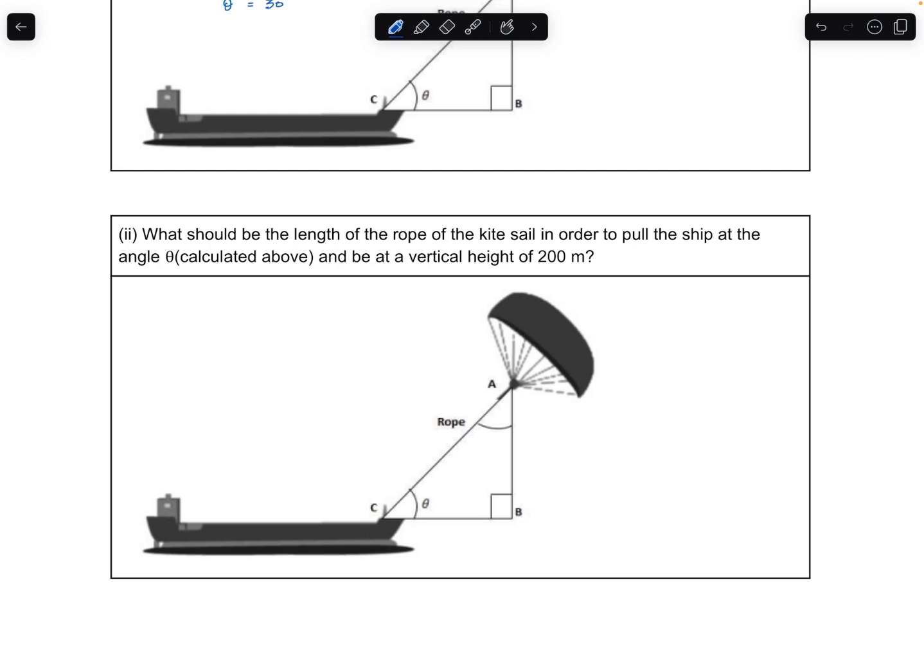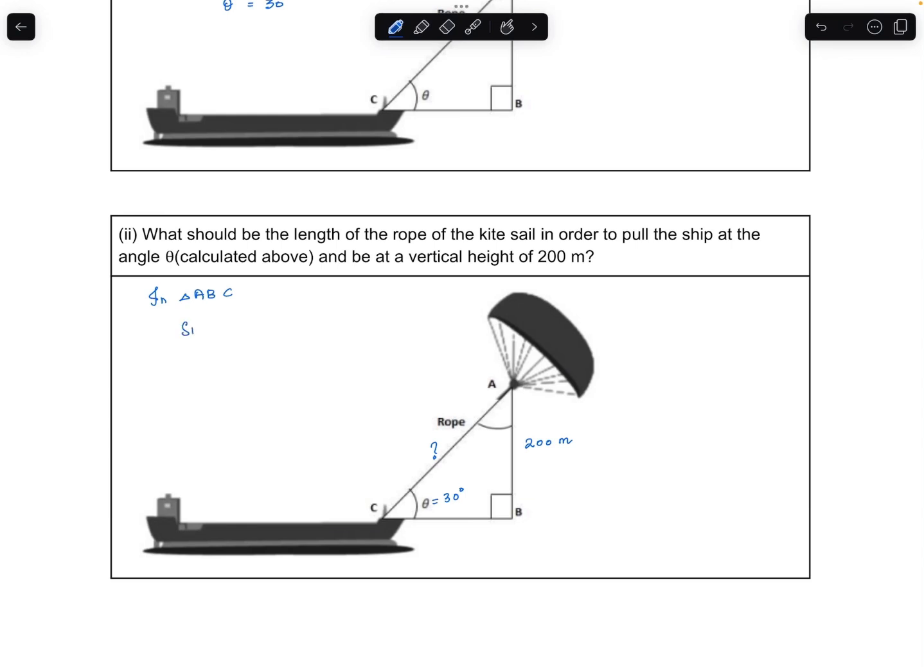Question 2. What should be the length of the rope of the kite sail in order to pull the ship at an angle of theta and be at a vertical height of 200 meters? That is, this height AB should be maintained as 200 meters, and from the first subdivision we got the angle as 30 degrees, so we have to find out this length AC. In triangle ABC, since we have the angle and the opposite, we require hypotenuse.